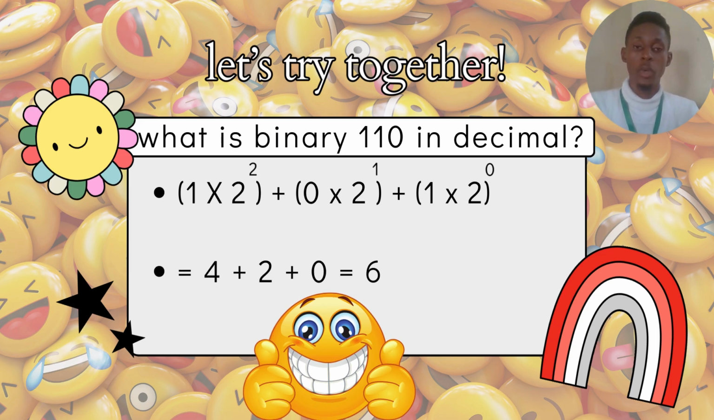Now let's try this together. What is binary 110 in decimal? 1 times 2 raised to power 2, plus 1 times 2 raised to power 1, plus 0 times 2 raised to power 0, which gives us 4 plus 2 plus 0, which is equal to 6.